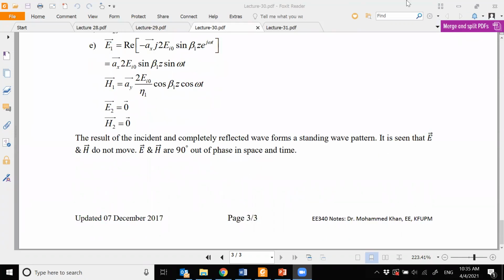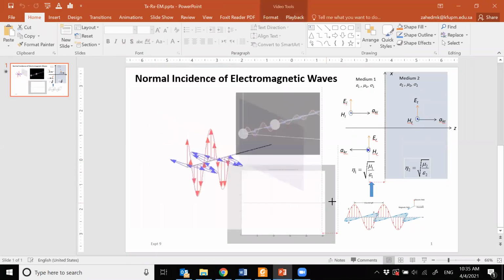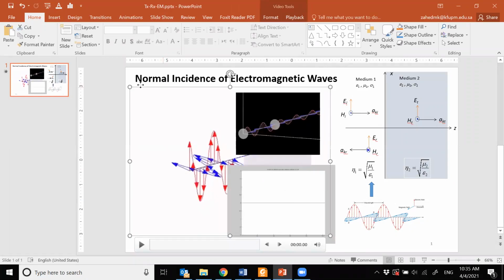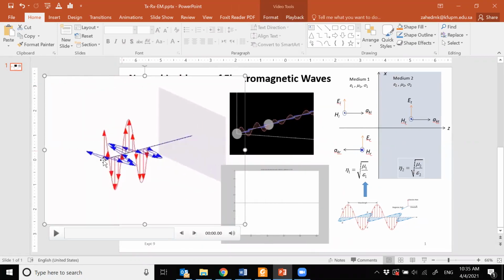Okay. And if you want to see this further, I brought this example for you. This is what I wanted to show. So if you see here, this is my TEM wave. This is my electric field. Let us assume that red is my electric field and blue is my magnetic field. This is my transverse electromagnetic wave. And let us assume that this gray is my conductor. So what will happen? Let's see.